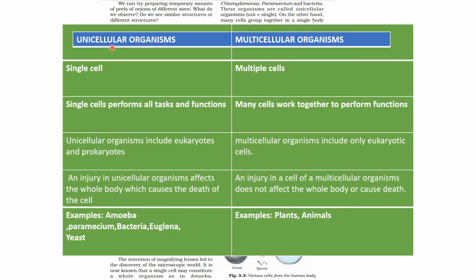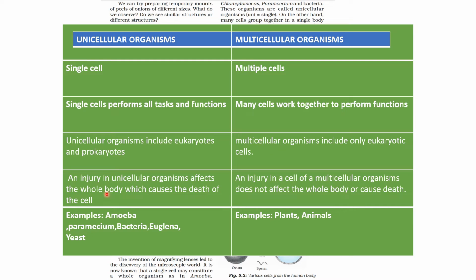Unicellular organisms have a single cell, whereas multicellular organisms have multiple cells. In a unicellular organism, the single cell performs all tasks and functions like respiration, reproduction, etc. In a multicellular organism, many cells work together to perform functions. Unicellular organisms include eukaryotes and prokaryotes. Multicellular organisms include only eukaryotic cells.